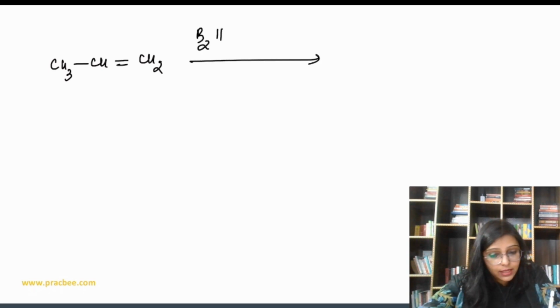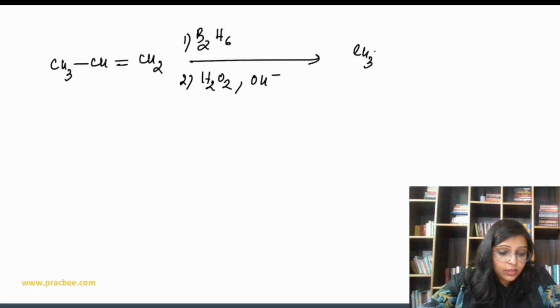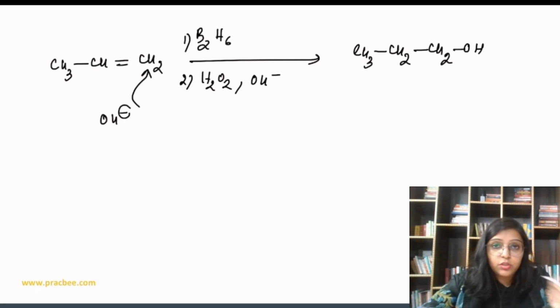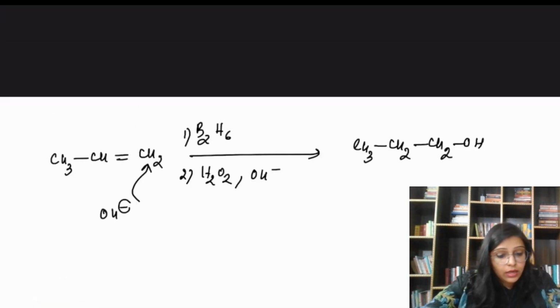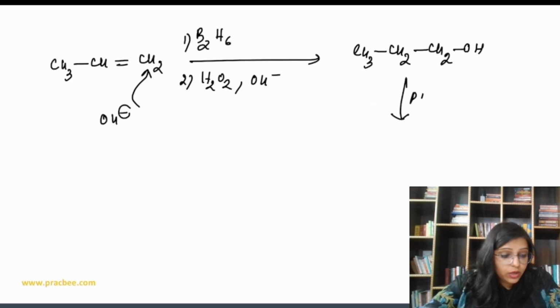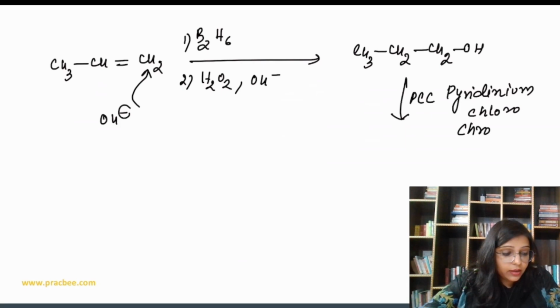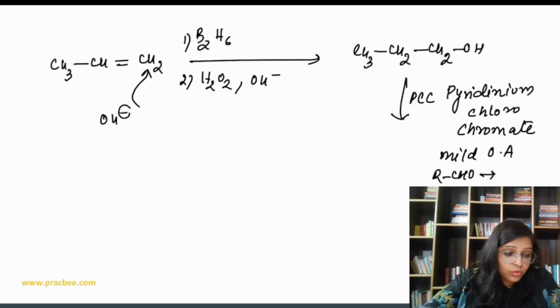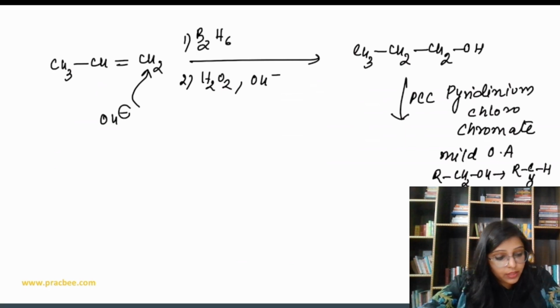So if you use B2H6, then H2O2 or OH minus, we get CH3CH2CH2OH. It means OH minus goes to that carbon which has more number of hydrogen atoms, that is anti-Markovnikov. Now next, PCC. PCC is pyridinium chlorochromate, a mild oxidizing agent. So it converts alcohol to aldehyde. Carbon atoms remain the same. So we have a 3 carbon alcohol, so we get a 3 carbon aldehyde.